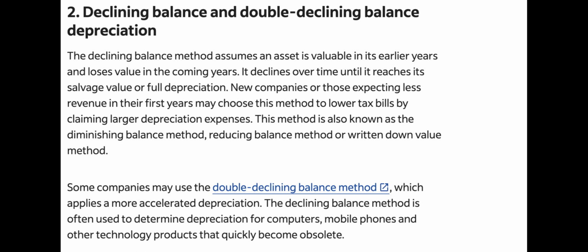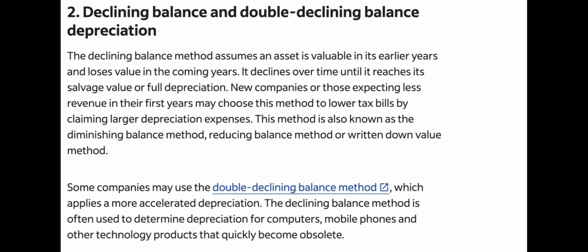2. Declining balance and double declining balance depreciation. The declining balance method assumes an asset is valuable in its earlier years and loses value in the coming years. It declines over time until it reaches its salvage value or full depreciation. New companies or those expecting less revenue in their first years may choose this method to lower tax bills by claiming larger depreciation expenses. This method is also known as the diminishing balance method, reducing balance method, or written down value method. Some companies may use the double declining balance method, which applies a more accelerated depreciation.